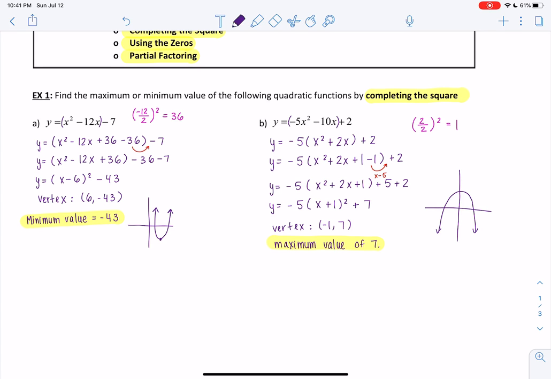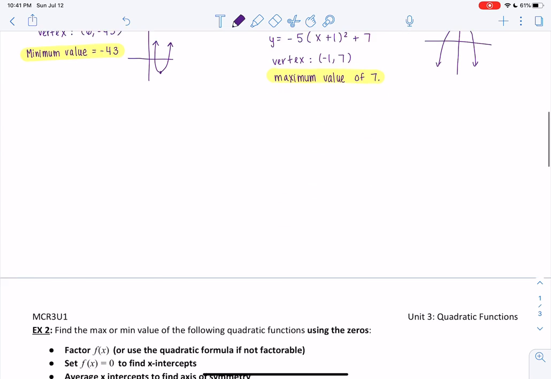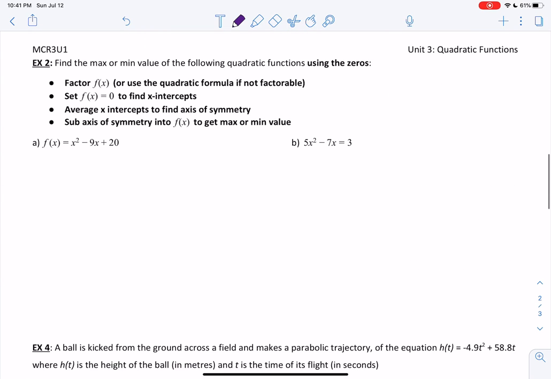Okay, let's look at our second method for finding our vertex. Next, we could find our vertex using our zeros. So how we do this is we first start by factoring our function. If we can't factor it, we just use the quadratic formula to find the roots.